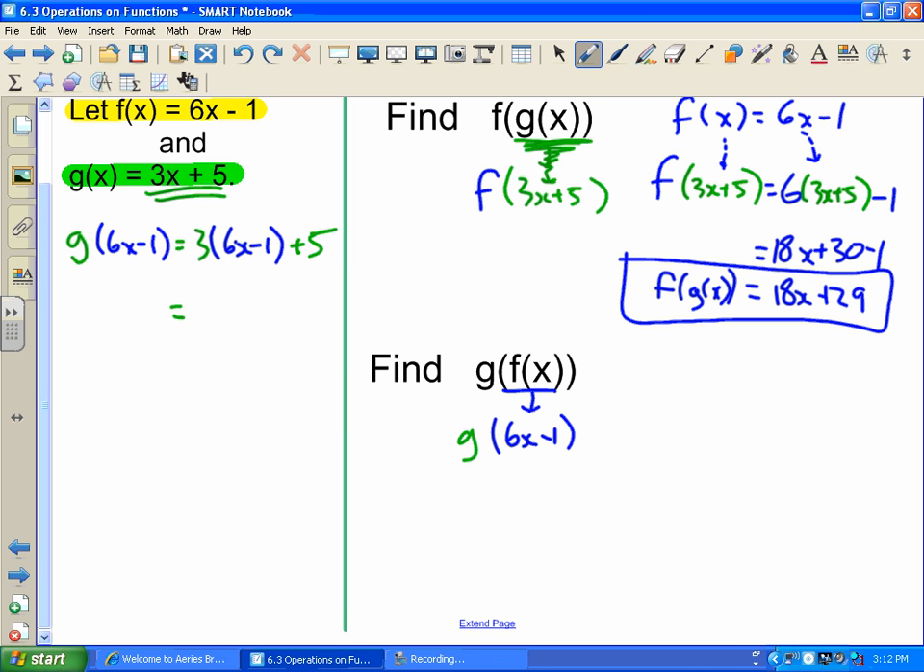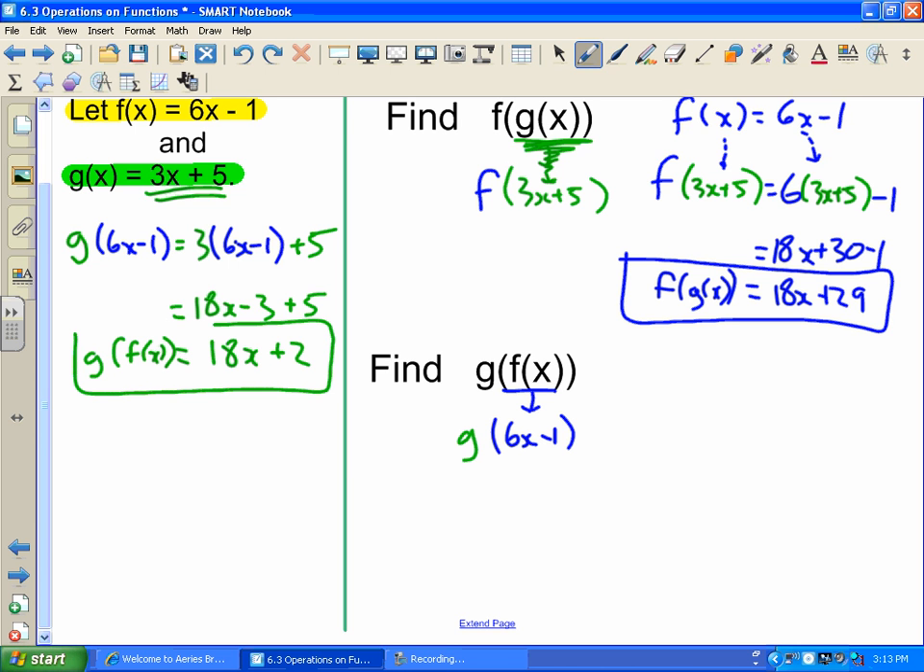I'm going to work the right-hand side, distribute in. 3 times 6x is 18x. 3 times negative 1 is negative 3. Add 5 to that. 18x minus 3 plus 5 is 18x plus 2. So g of f of x is going to be 18x plus 2. The other one, f of g of x, is 18x plus 29.